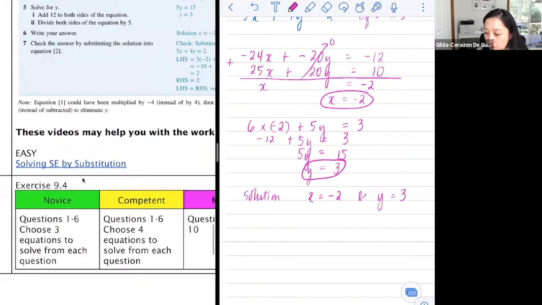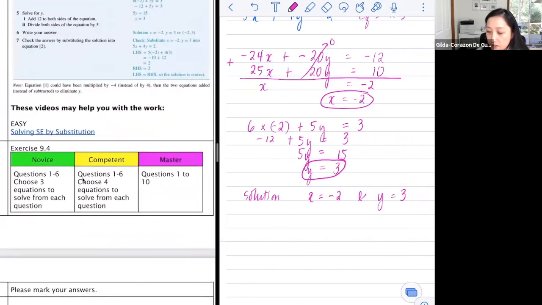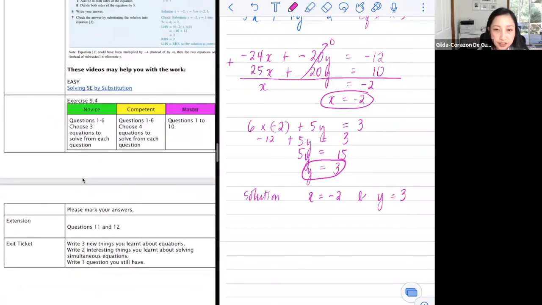Otherwise, if you're confident that you'll be able to do the questions, then you're free to answer questions 1 to 4. Some of the questions would have heaps of questions to do, so just choose 4 of them. All right, so you'll be able to complete the task for today. And for the extension, there's questions 11 and 12 for you to do. Okay.